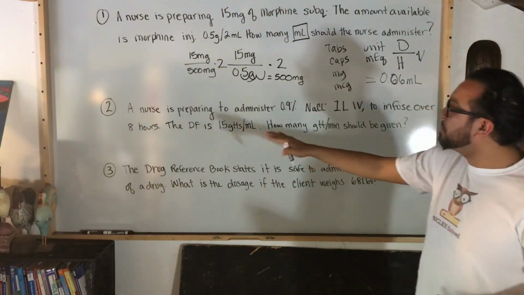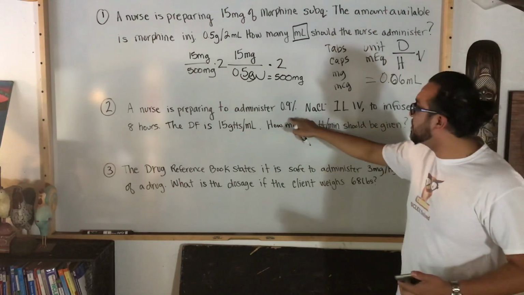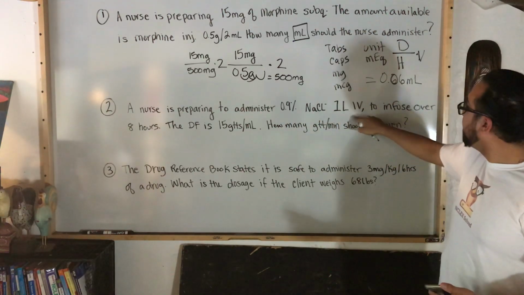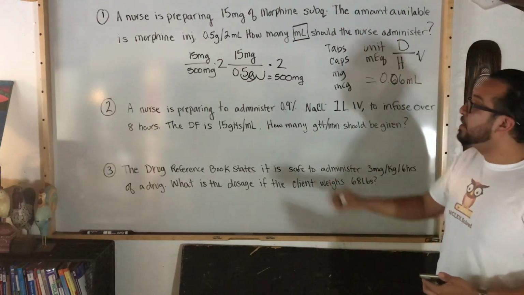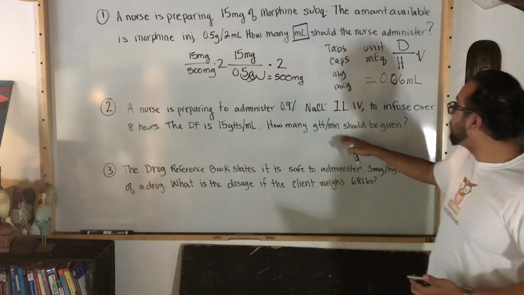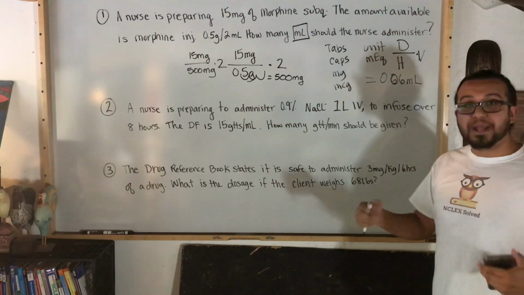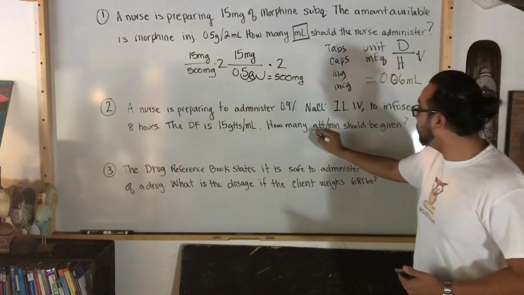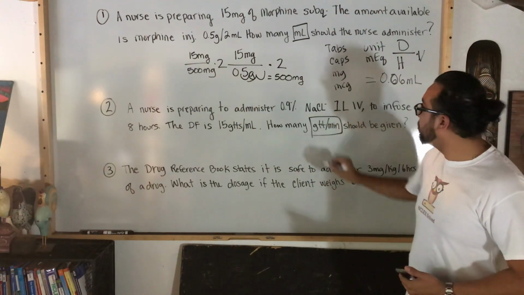Number 2 says, a nurse is preparing to administer 0.9% normal saline, sodium chloride, 1 liter IV to infuse over 8 hours. The drip factor is 15 drops per mL. How many drops per minute should be given? Well, we go back to the basics again. You go back to what exactly it is asking you. And this is the question: how many drops per minute?